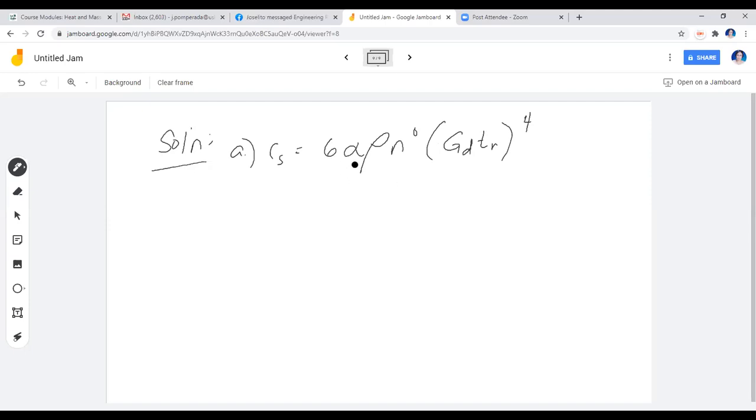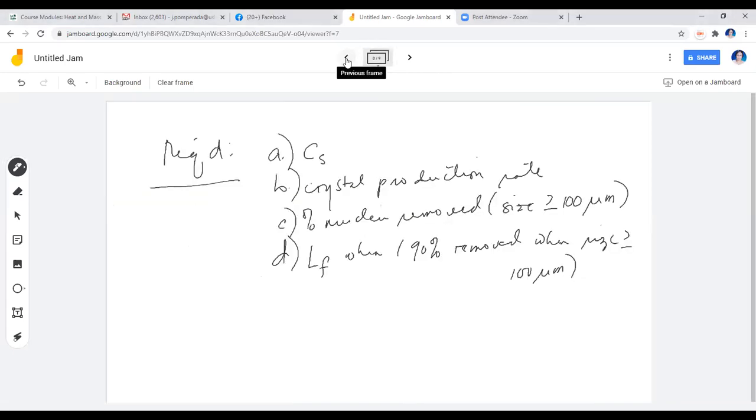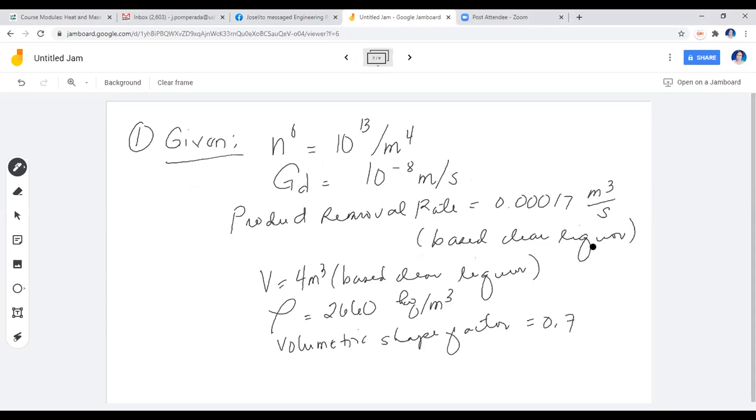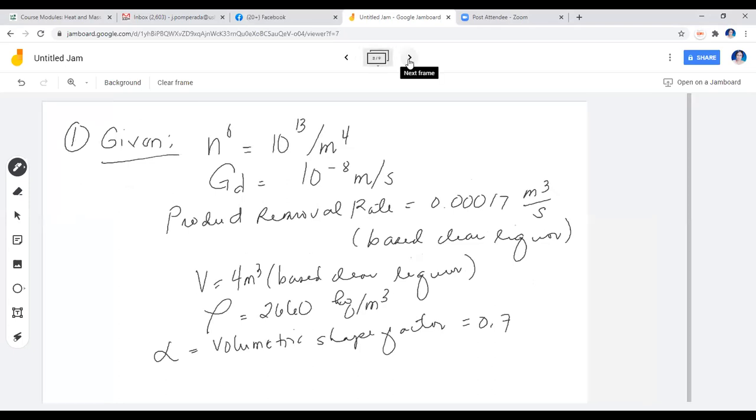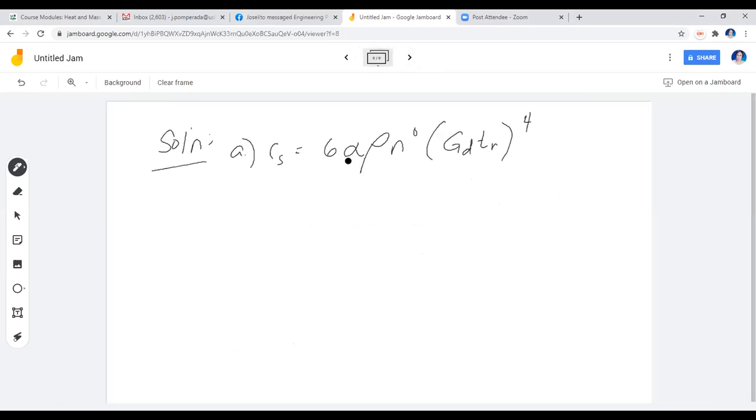This alpha is, as defined, the volumetric shape factor, the one I have written as a volumetric shape factor here. So I will write this one as alpha, the volumetric shape factor. So I have already the alpha, the first one I see.